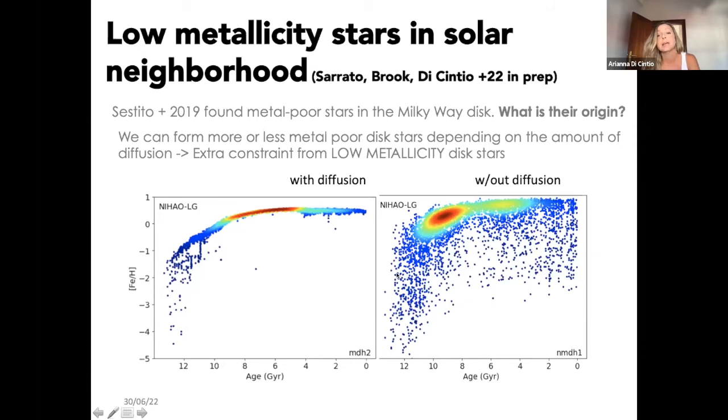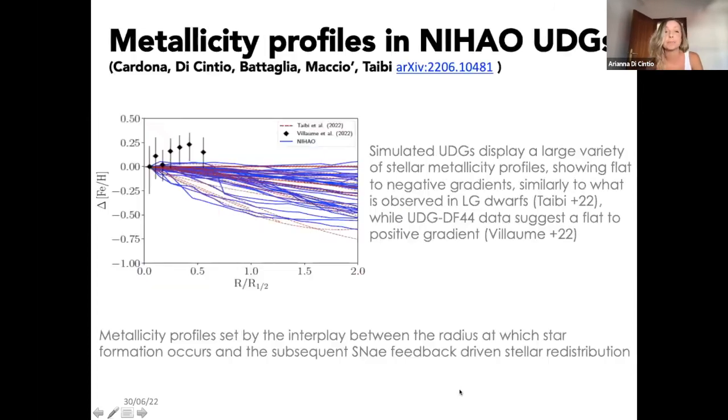So perhaps this can be an extra constraint to tune our diffusion coefficient, just by looking at observations of disk stars with low metallicity and different ages. So this is a paper in progress.